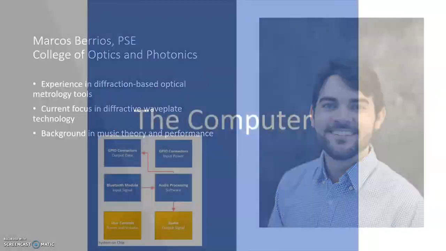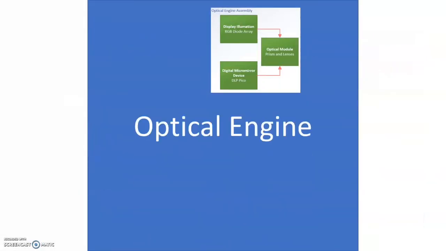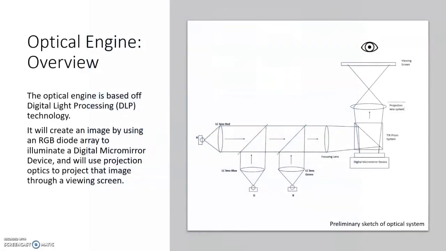Now that you've learned about the computer, let's talk more about the optical engine. At a bird's eye view, our optical engine is based off of DLP projection technology. DLP projectors create an image by illuminating a digital micromirror device with an RGB diode array. That image is then projected through a lens system and either onto or through a viewing screen. In our case, it'll be through the viewing screen.